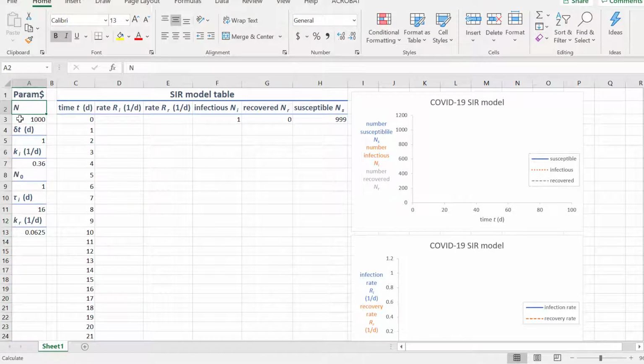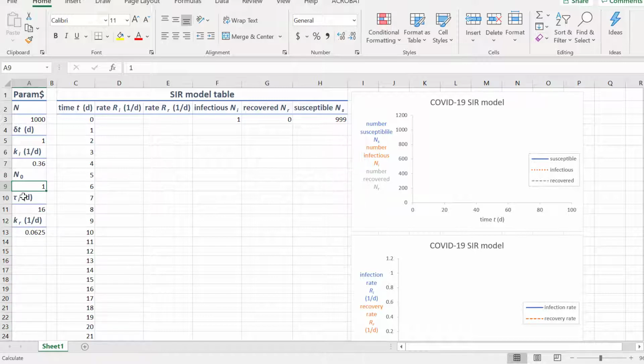Remember, in these materials, whenever there's a letter that stands for a number, you need to know what it is. So capital N is the population total, how big the population is. So 1,000 people. Delta T in days is 1 day. Ki is the infection rate in per days, and it's 0.36. N naught is 1, so that's the number that we're going to start the simulation with. No, it's not a simulation, it's a model. Yeah, shame on me.